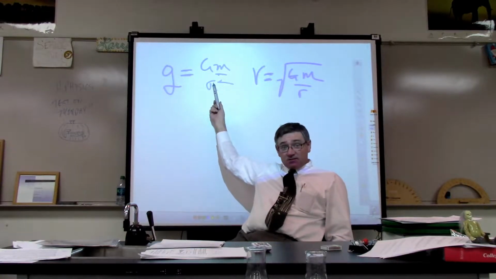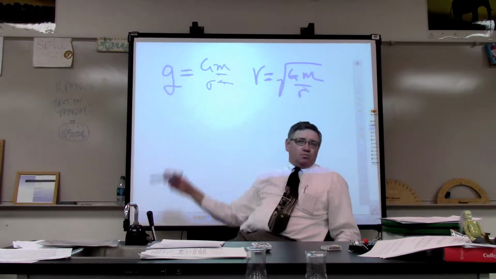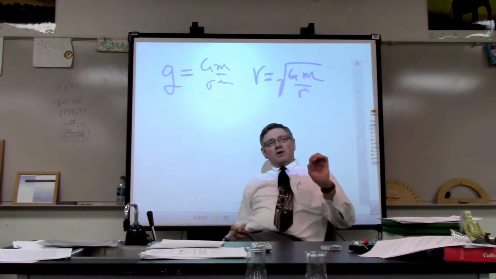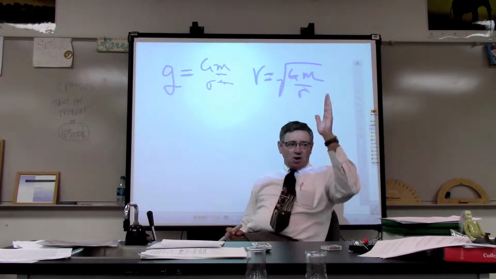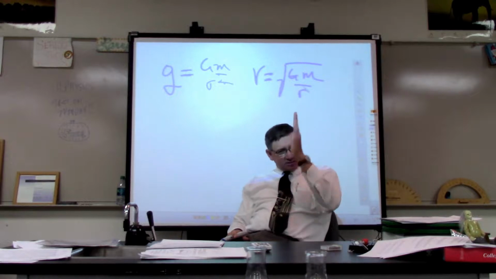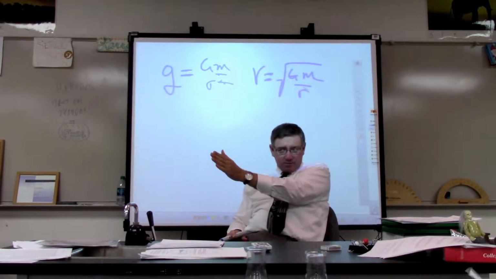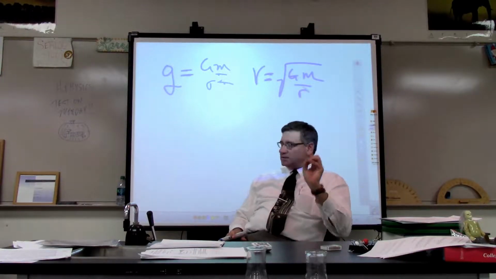Now, notice this is r squared. Regardless of the r, where is the r measured from? The center to the object. Yes, it is always a center to center distance. It is not a surface out, because we treat everything as being a point mass.